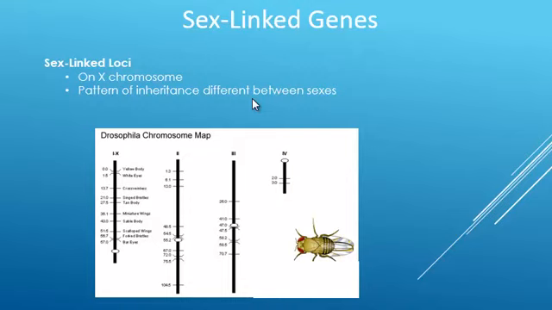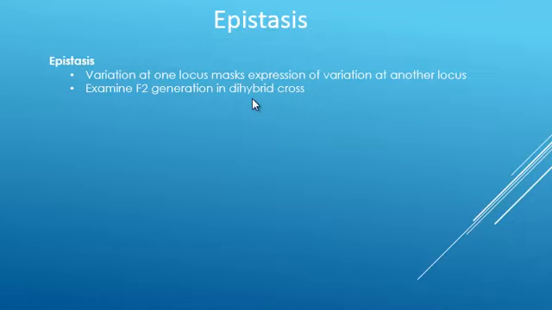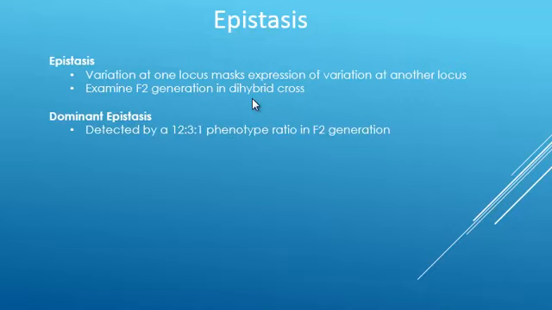Another type of inheritance pattern that we might see is epistasis. Recall that epistasis is when variation at one locus masks or blocks the expression of the variation at another locus. For this, we're going to examine the F2 generation from a dihybrid cross. For dominant epistasis, where a dominant allele is blocking the expression of another trait, we'll detect that by a 12:3:1 phenotypic ratio in the F2 generation.